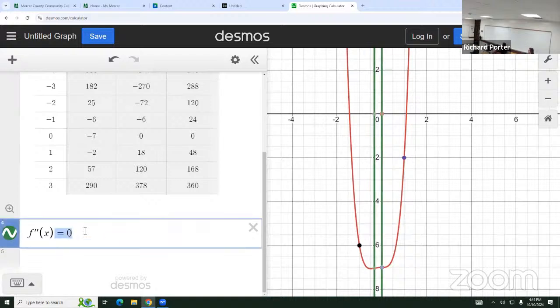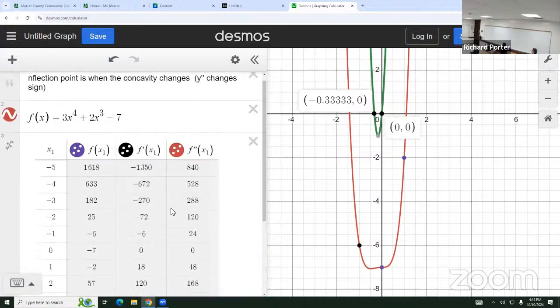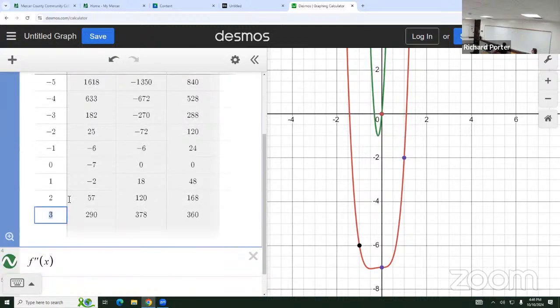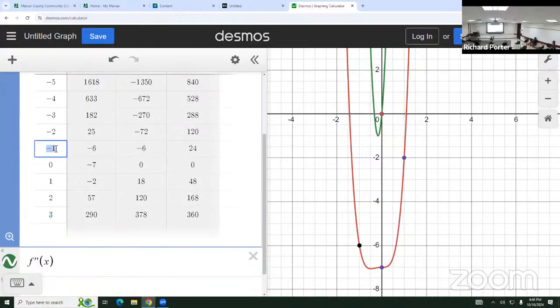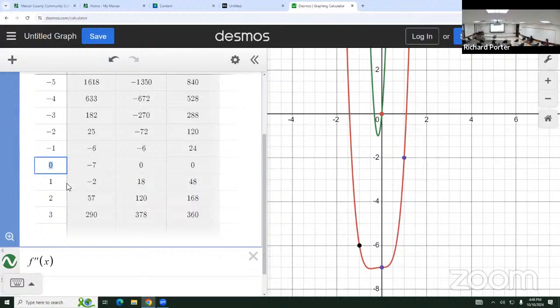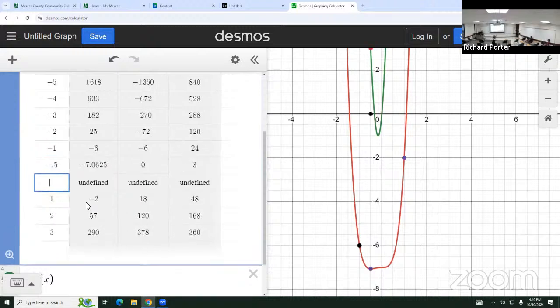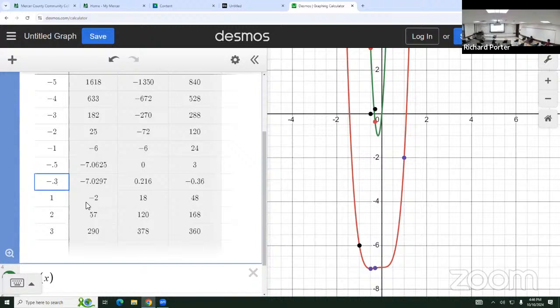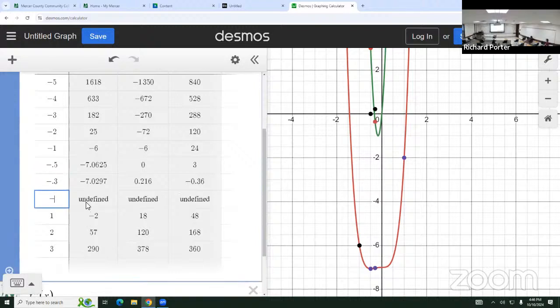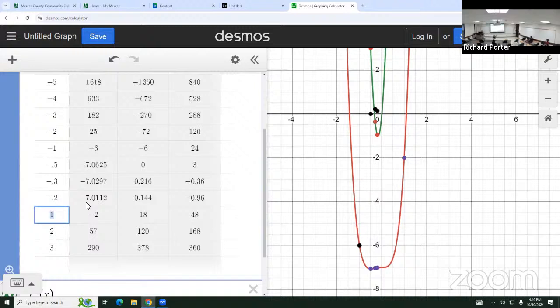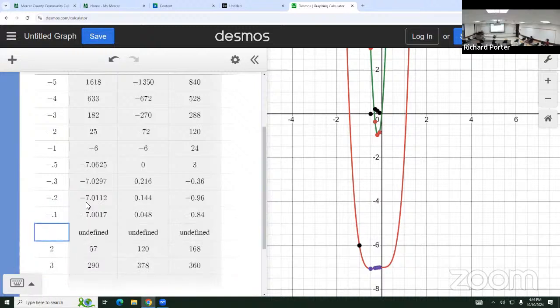I think if I change this to just set equal, that's the second derivative. I just click on them. Minus a third and 0. So the problem with our table is that we went right over minus a third and 0. Look, we were at minus 1 and then 0. We didn't do negative a third. So what you'd have to do is try minus 0.5, minus 0.3, minus 0.2, minus 0.1, 0.